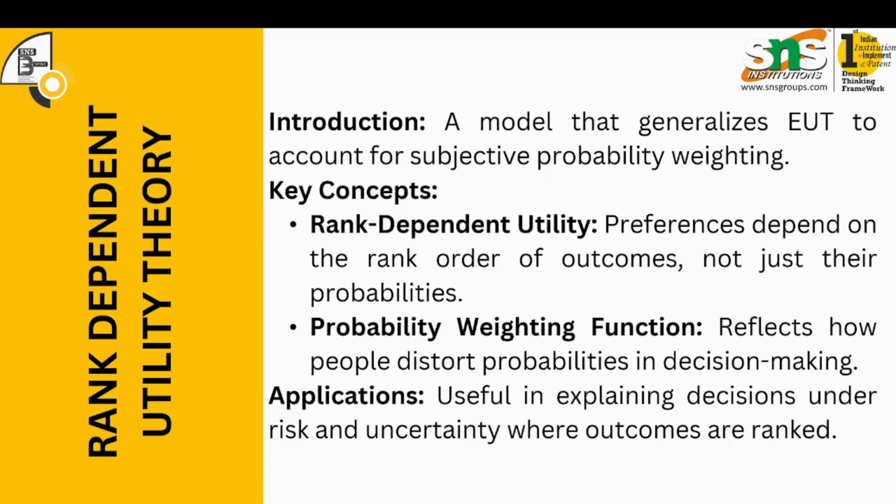Second is the probability weighting function. This reflects how people distort probabilities in decision making, how probability gets scattered when it comes to investment decision making. This theory is useful in explaining decisions under risk and uncertainty where outcomes are ranked.